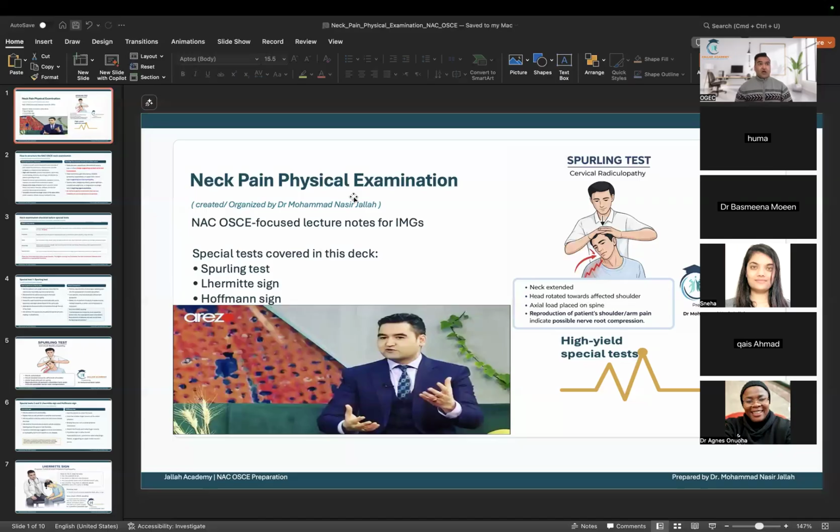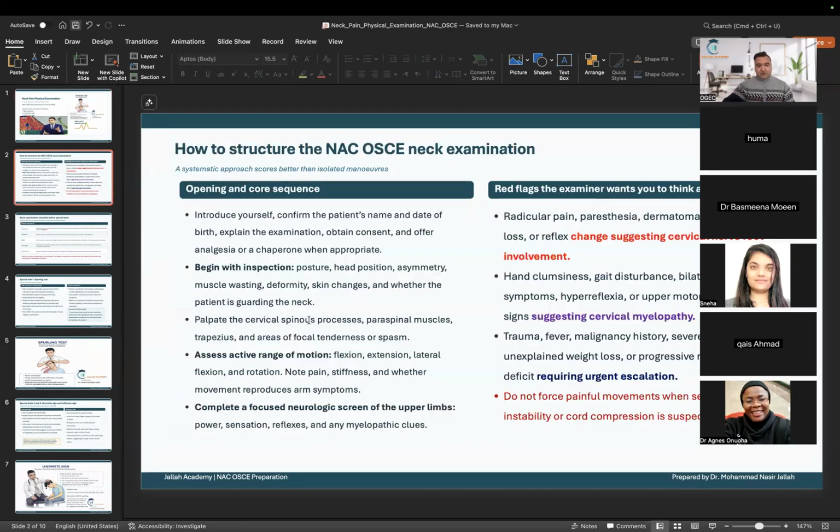There are so many special tests that you need to perform for neck physical examination, but out of all of them, we are going to perform these three because these three are going to be asked in the licensing exam. The rest of them need an expert to perform them, and they're not going to ask you. As long as you mention these three, you are good. You don't have to worry. All right, so these are the special tests.